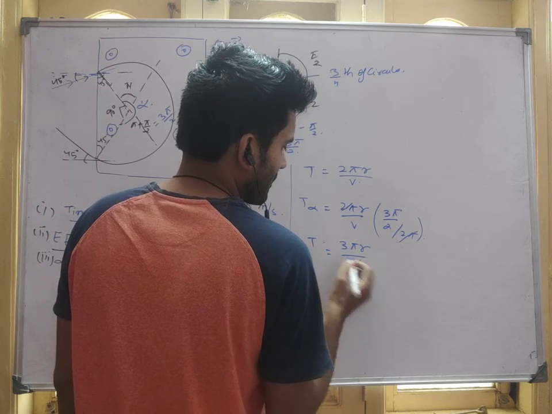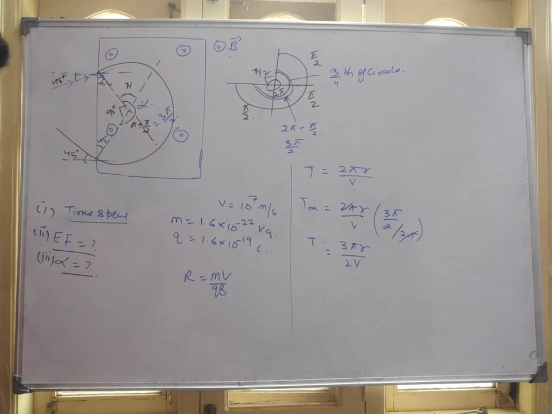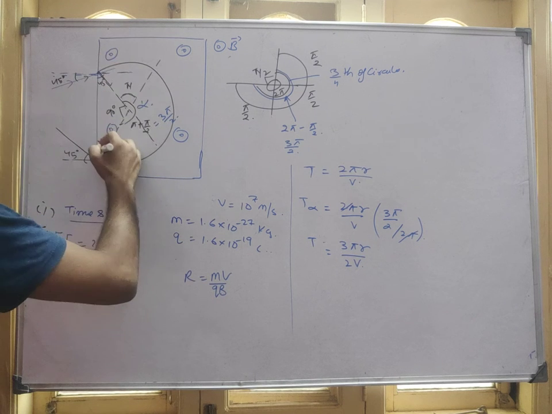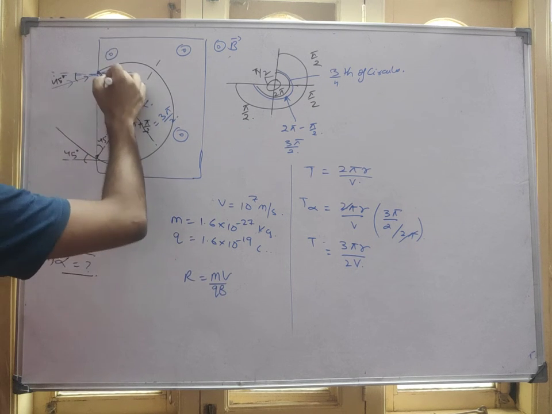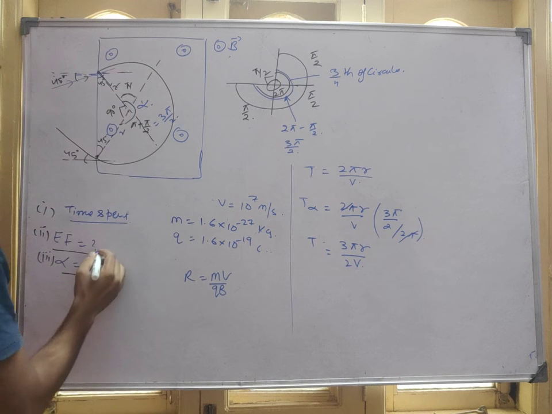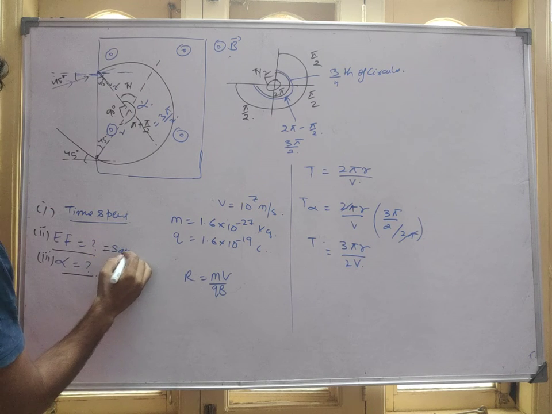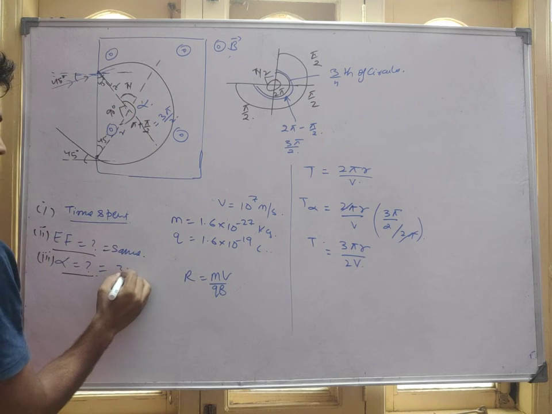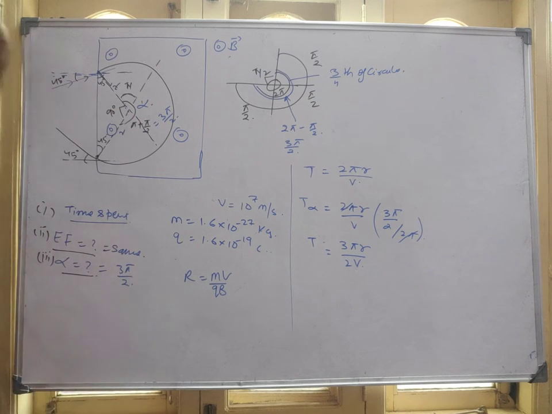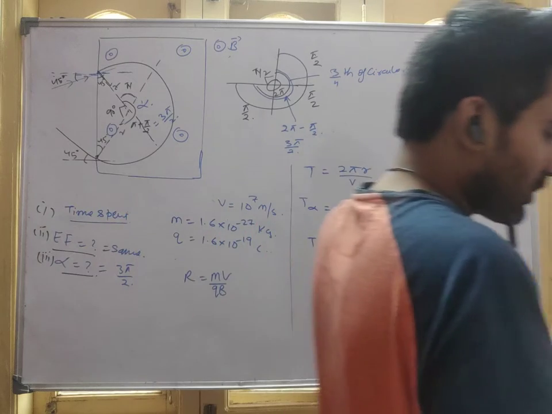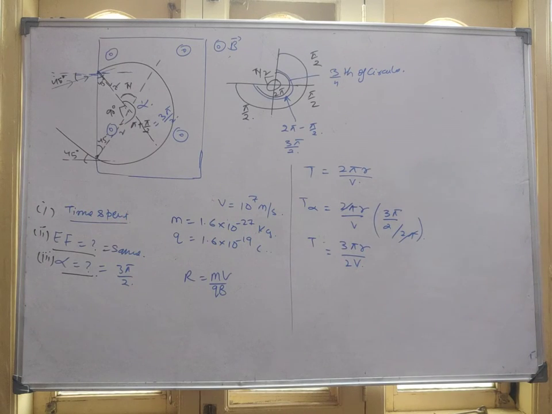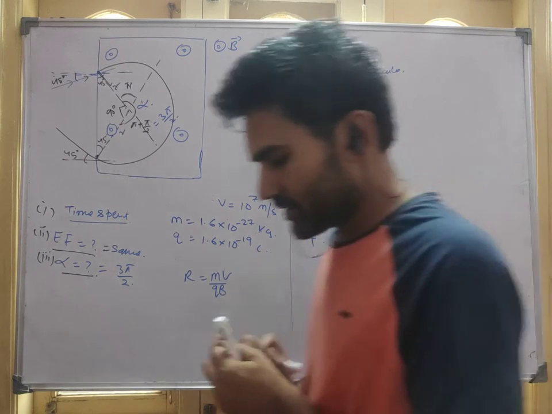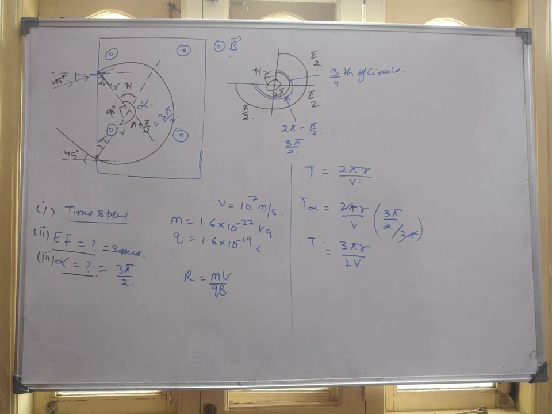Whatever the time period is, just find it. And here EF will also be the same, I think. This is 45, this is R, this is R. EF also will be the same here, whatever we got in the last. Alpha here is 3 pi by 2. Okay, so did you get the point or not? Tell me, guys. Did you understand this or not?